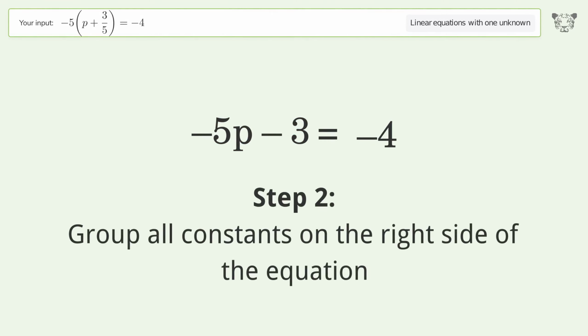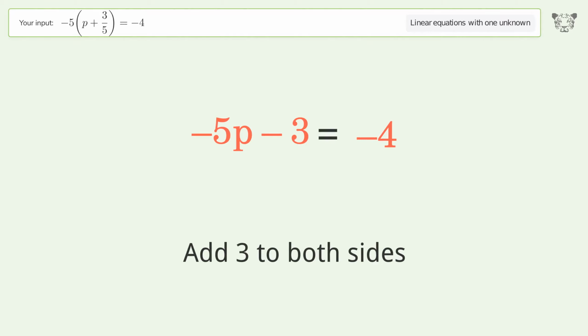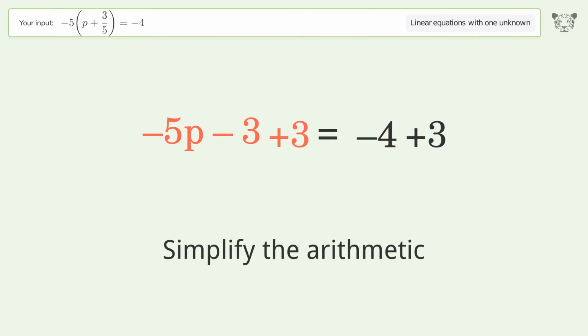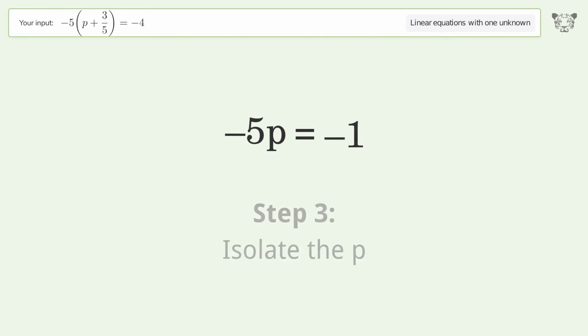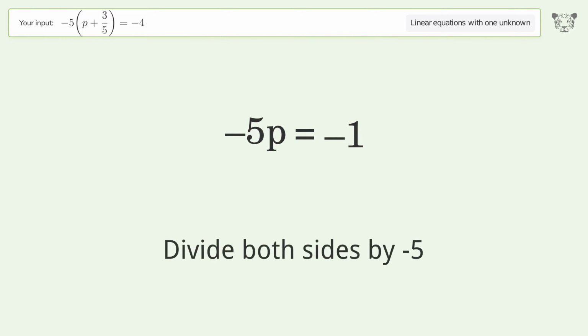Group all constants on the right side of the equation. Add 3 to both sides. Simplify the arithmetic. Isolate the p. Divide both sides by -5.